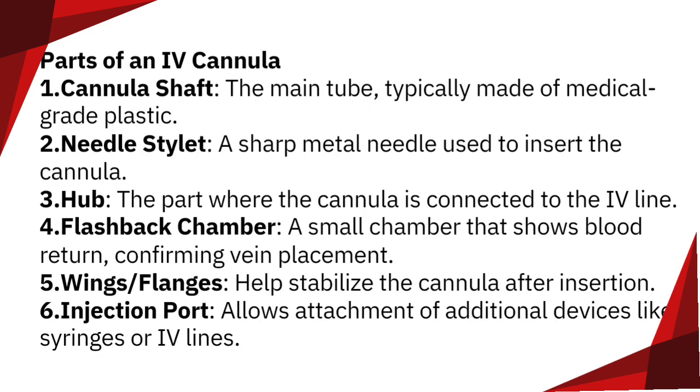Parts of an IV cannula. Cannula shaft. The main tube, typically made of medical-grade plastic. Needle stylet. A sharp metal needle used to insert the cannula. Hub. The part where the cannula is connected to the fore line.